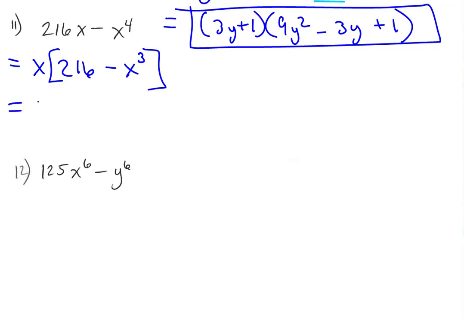So let's go ahead and rewrite it that way. We'll keep the x out front, and then in the brackets, we're going to rewrite this as 6 cubed. Again, if the perfect cubes are not fresh in your mind, you just pull out a calculator and guess and check quickly.